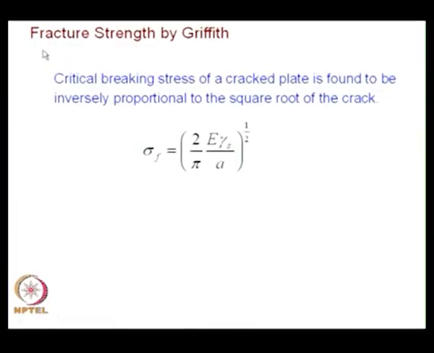And we have already developed this expression without getting into much of the mathematics. The fracture strength by Griffith is as follows. It is (2/π)·E·γs divided by A, whole power half, and this is for a plane stress situation.